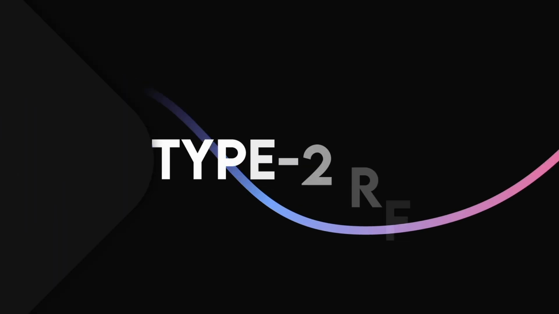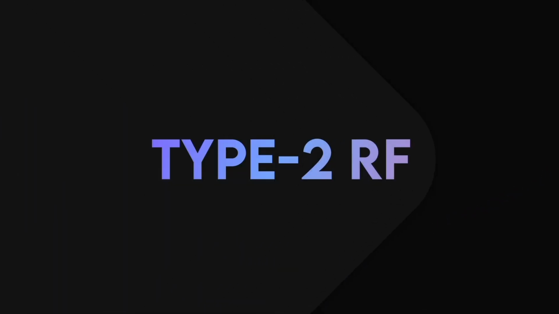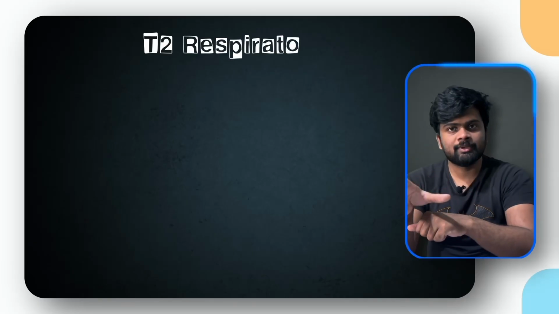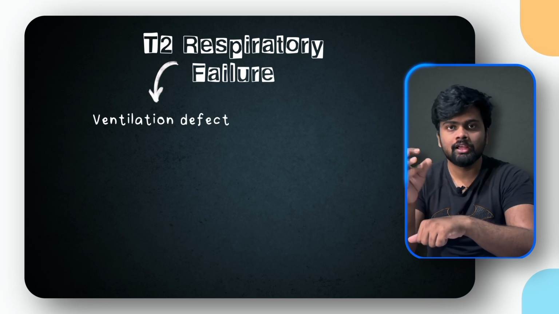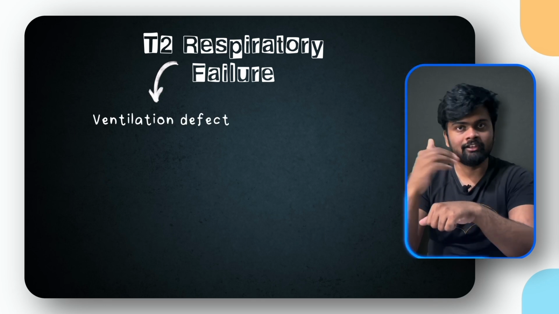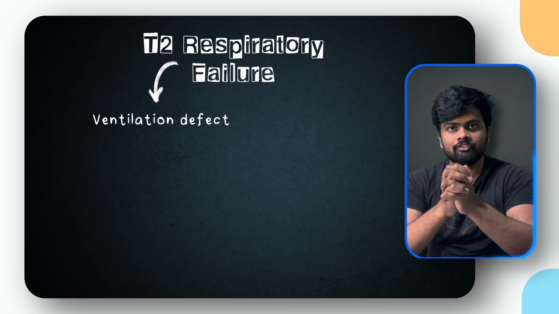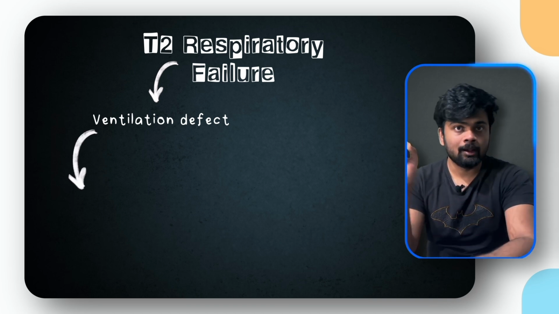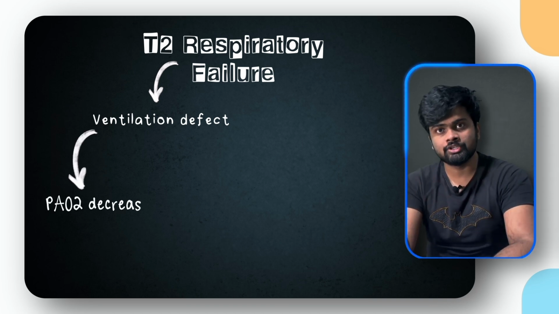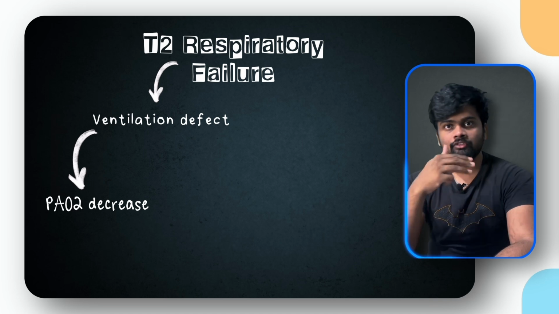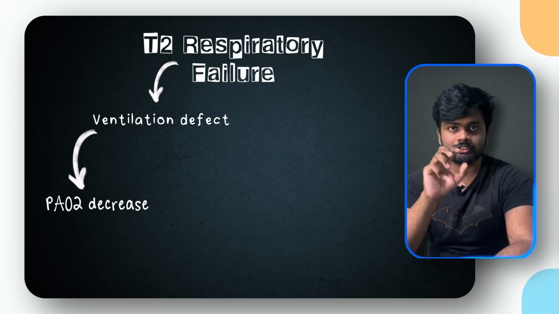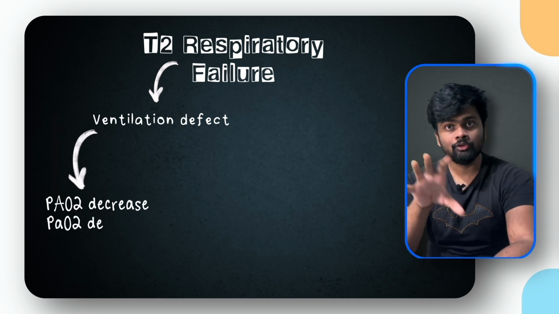So now type 2 respiratory failure. In type 2 respiratory failure, which is a ventilation defect, the amount of oxygen reaching the alveoli is decreased. As the amount of oxygen reaching the alveoli is decreased, the partial pressure of alveolar O2 is decreased. So the amount of oxygen reaching the blood vessel is also decreased. So the partial pressure of arterial O2 is decreased.